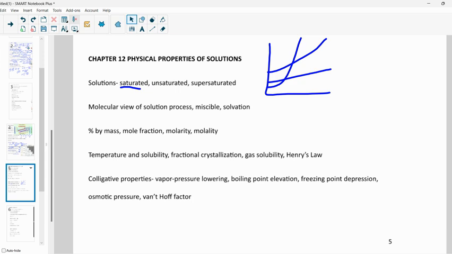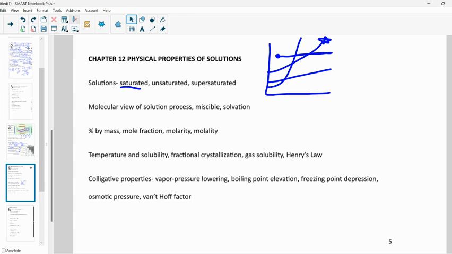It can't dissolve anymore. Let's say I'm focused on this line right here, and I add this much of it. What happens? I don't get a supersaturated solution. What do I get? I get a saturated solution with this amount of excess on the bottom. How could I get all that to dissolve? I heat it up, it all dissolves.